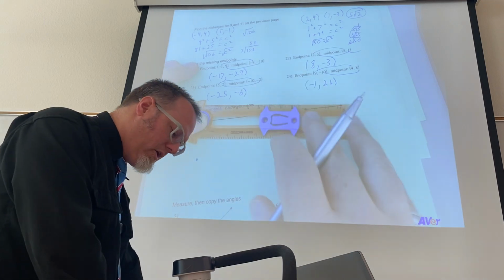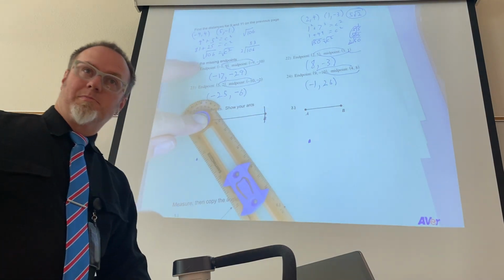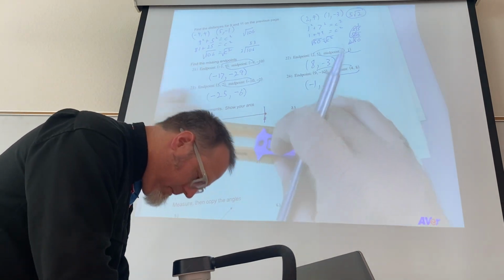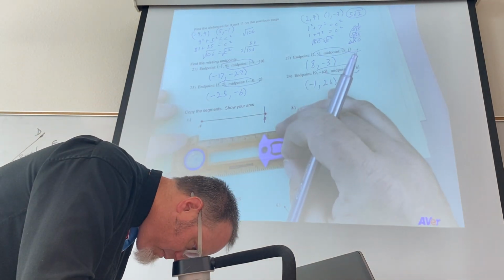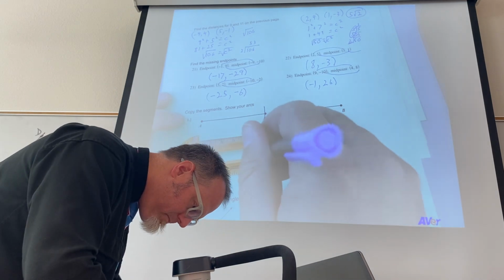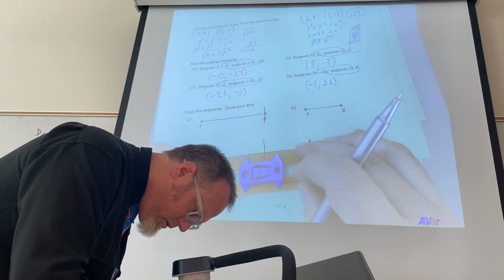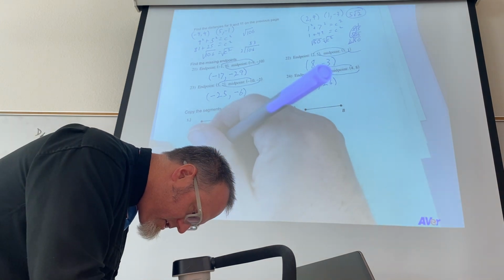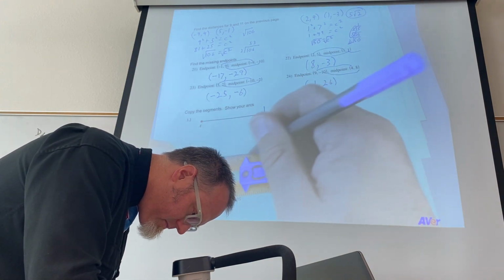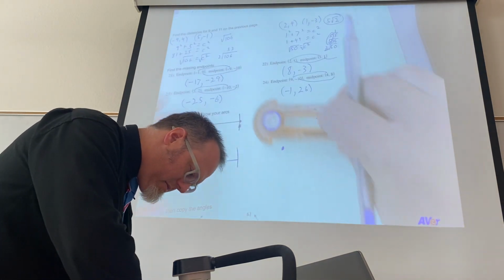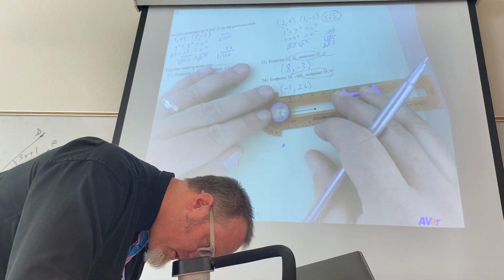I make that arc. That lets me know, especially on the test where you're going to do this, that you did measure that with the compass. I move my center down here to the other point. I make my mark. And then I'm going to use the straight edge to draw that in. There we go, a copy of segment AB there.